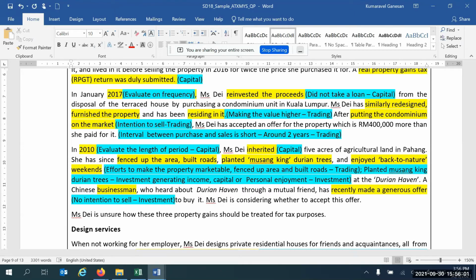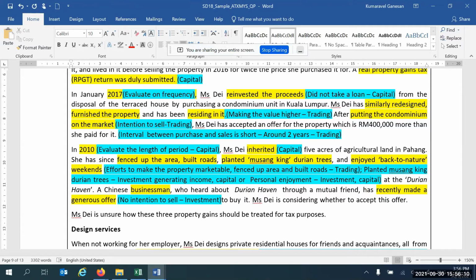Okay, personal enjoyment, enjoy back to nature weekends. Personal enjoyment is capital. Okay, so this is how you must elaborate. So you notice it's much easier than the first one.